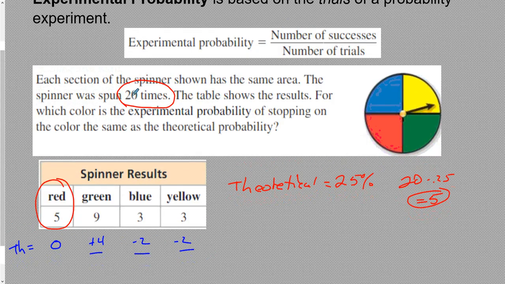So the only difference between experimental and theoretical is that you're looking at the number of successes over the number of trials as opposed to the number of successful outcomes over the number of possible outcomes. You're actually counting outcomes instead of looking at what could happen. You might use experimental probability if you don't know the theoretical probability and you just want to find out. You can do a bunch of trials to see what it's getting closer to give you an idea of theoretical probability.